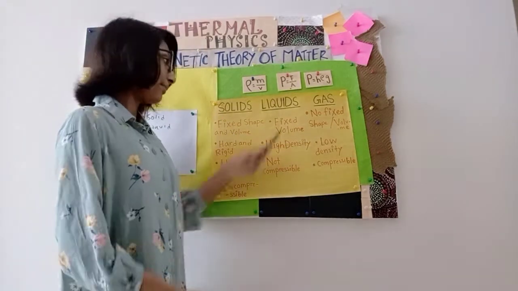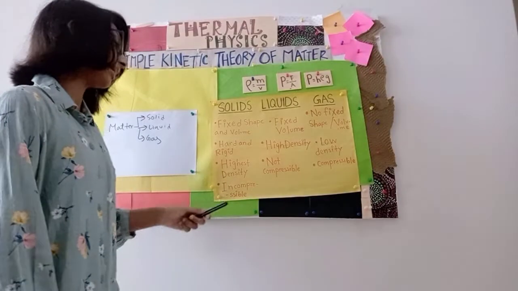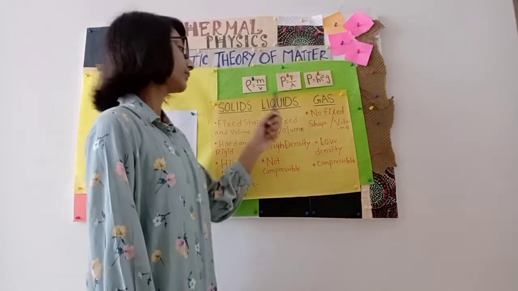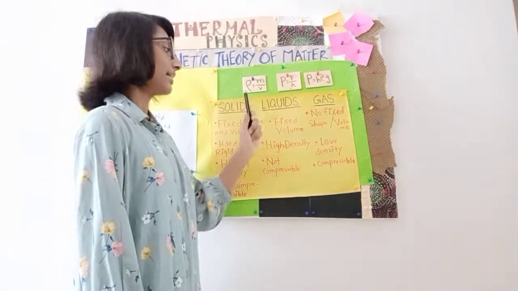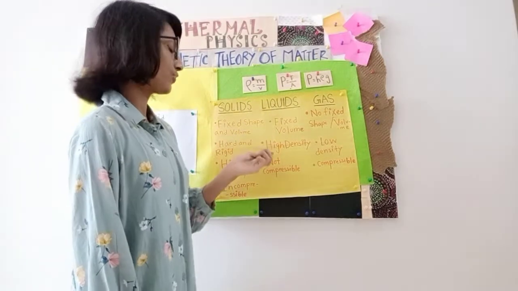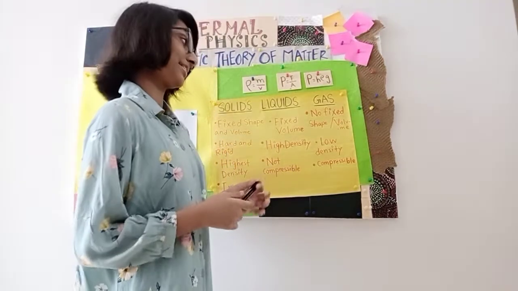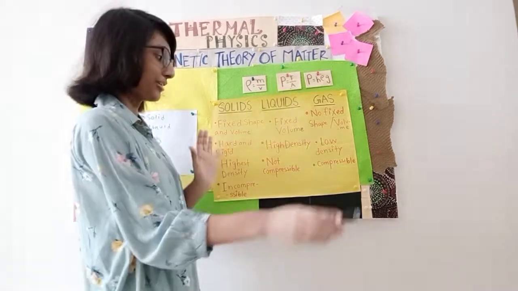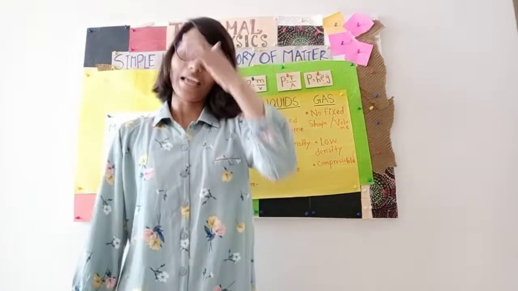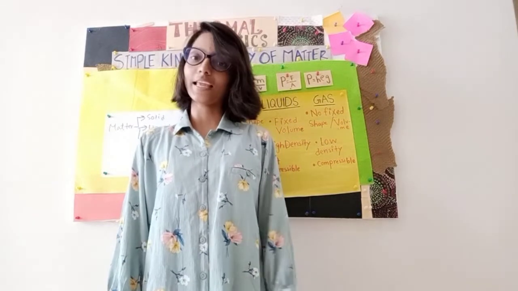Now let's see, among solids, liquids and gas, solids have the highest density. And lastly, solids are incompressible. Now let's move to liquids. What do we have? We have a fixed volume. Alright, so liquids have a fixed volume but not a fixed shape. Liquids also have a high density and they are not compressible. And at last we have gas. Gases don't have a fixed shape or fixed volume. They have very low density and they are compressible. So yes, we are now well acquainted with the properties of solids, liquids and gas.